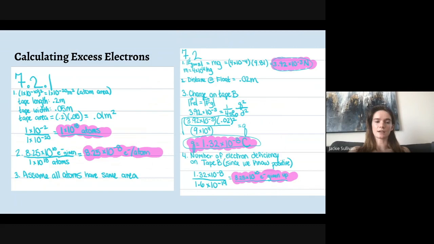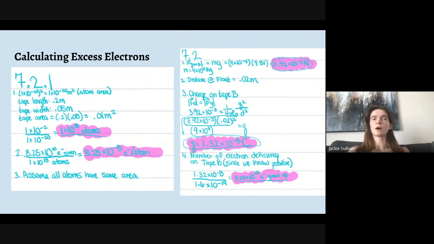Now calculating the excess electrons, I have some of my work here. You can see I calculated first the force of gravity, just using that mg equation. I also noted the distance of float. I then calculated the charge on tape B, and I used d, the distance of the float, to determine q, the charge on the particle, which was 1.32 times 10 to the negative 8th coulombs. I then determined the number of electrons that were on tape B. Since we know the number of atoms and the charge, this was very easy to come up with, and we can see the number of electrons that were transferred.